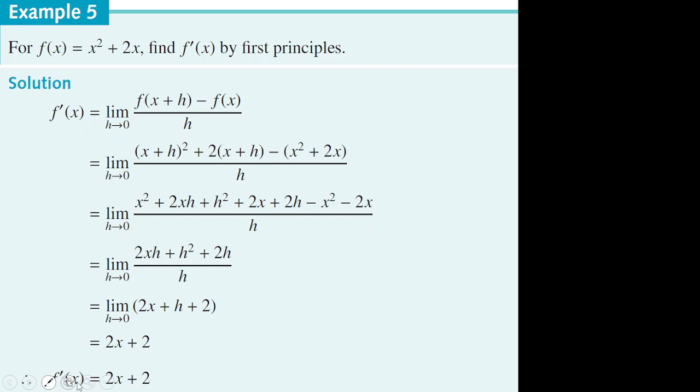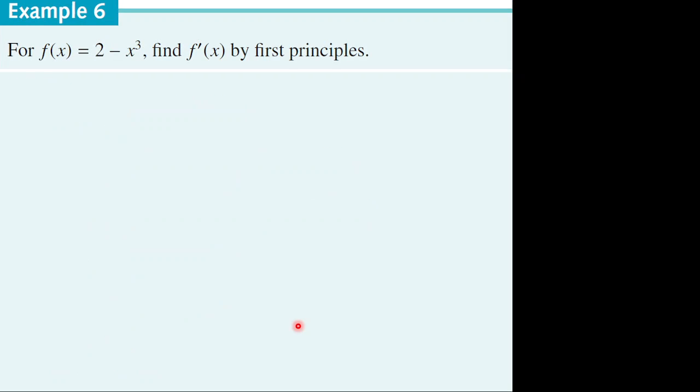Therefore, the derivative is 2x plus 2, which is also the gradient of the tangent at a point where the x coordinate is a variable. If you wanted to find it when x equals a, you just substitute the x value here. Alright, last example for you to practice. Pause the video, determine the gradient, simplify the expression, and find the limit.